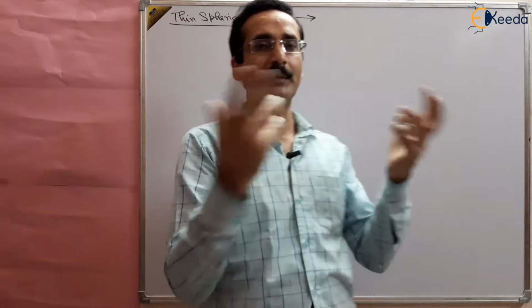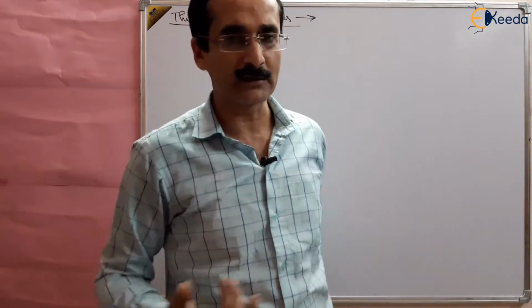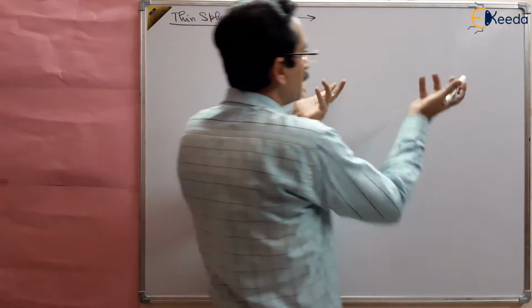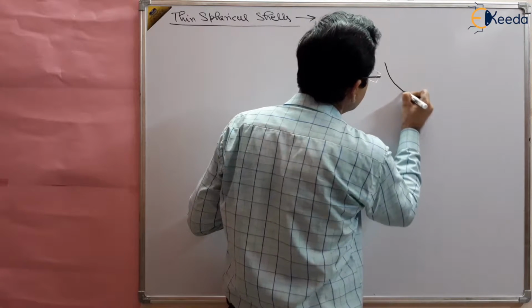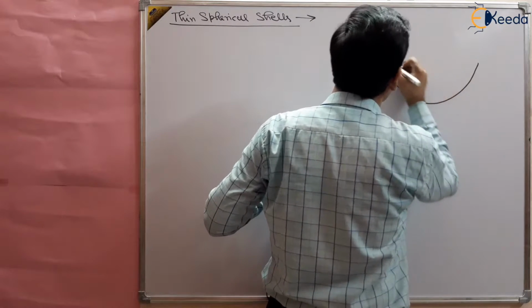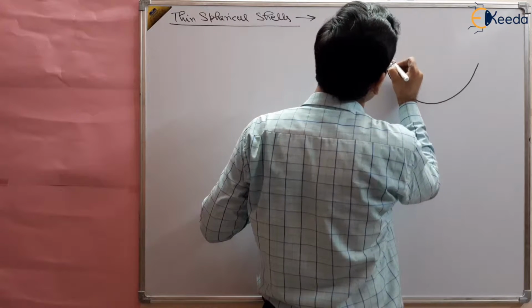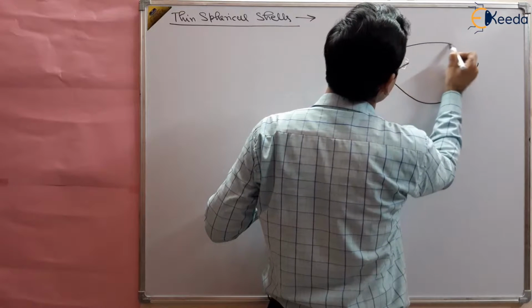A cylinder has two types of dimensions, that is the longitudinal direction and the circumferential direction. Here a sphere is a sphere, so it has the same dimensions on all sides. So suppose this is our sphere. In the hoop direction, the stresses developed are the same in both directions.